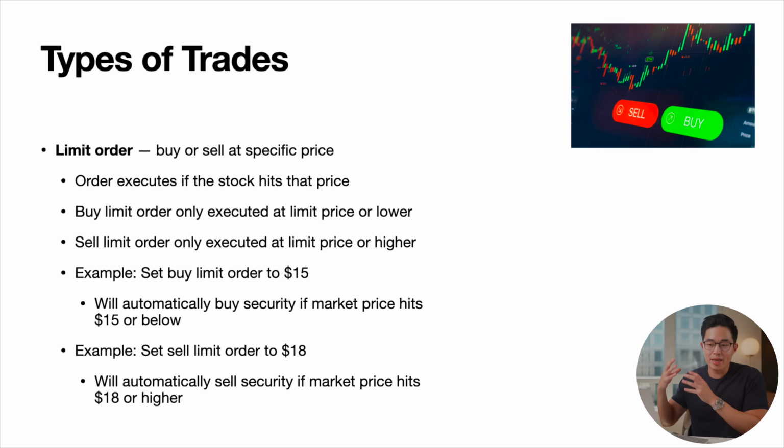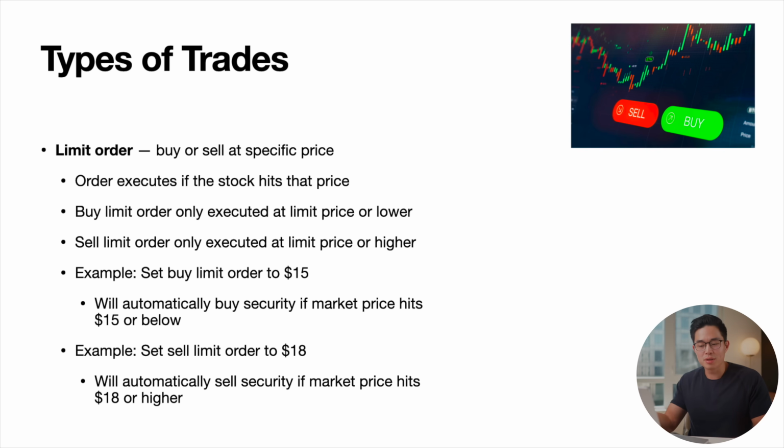Normally you'll want to set a limit order pretty close or just a little bit underneath the current market price. And that way it's very likely that the order will execute because, you know, the price does swing a little bit. But let's say the price is currently $16 and you set a limit order of, let's say, $5. That stock would have to drop to $5 in order for your order to execute. And that's very unlikely.